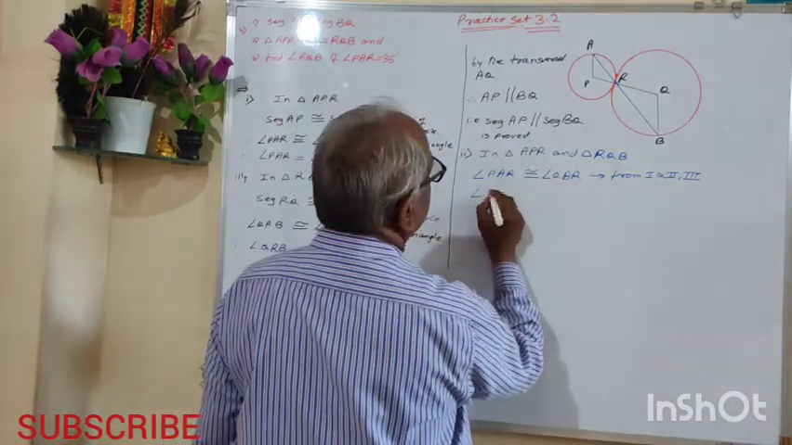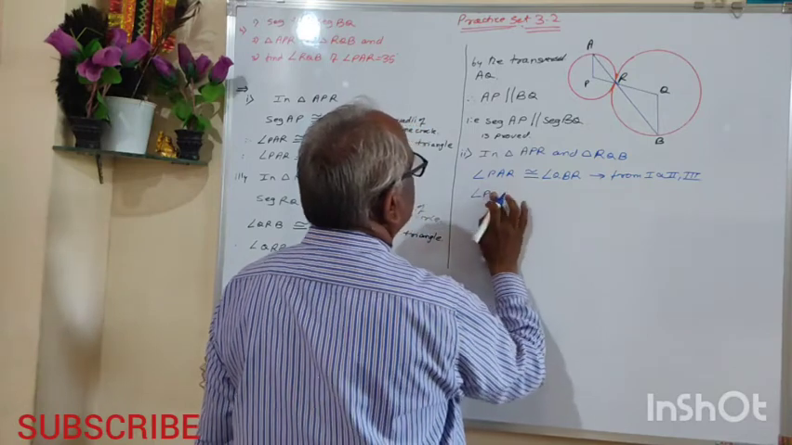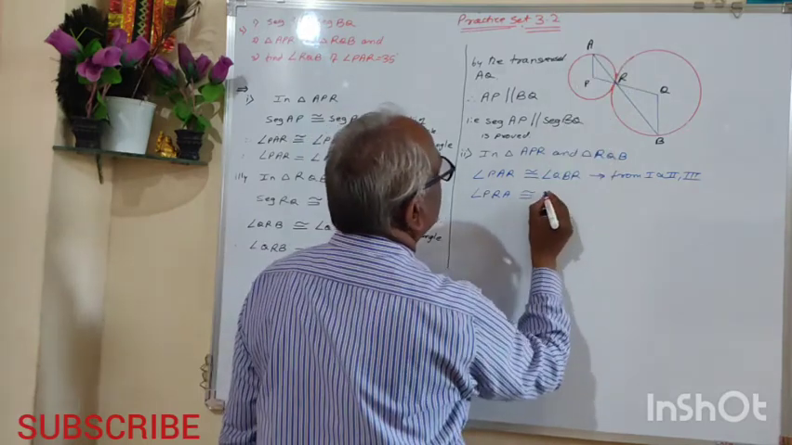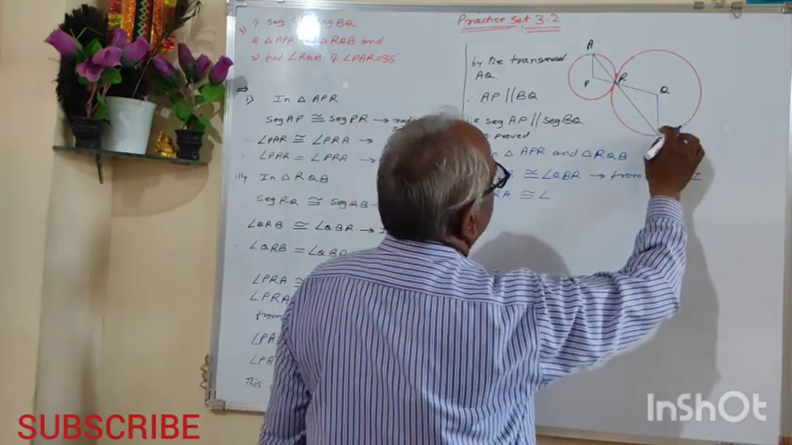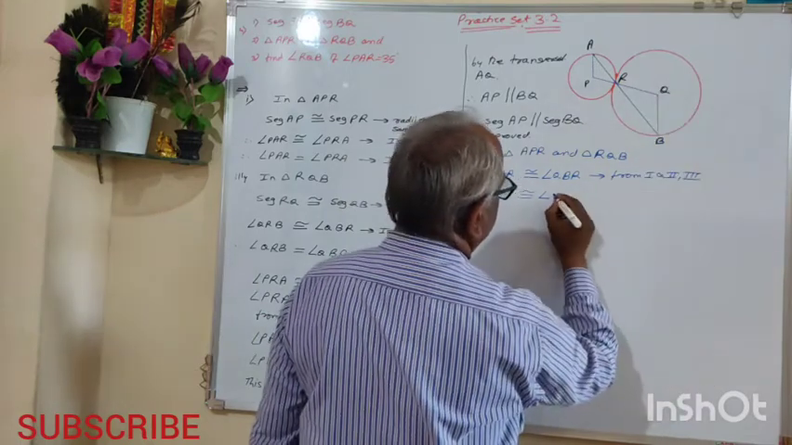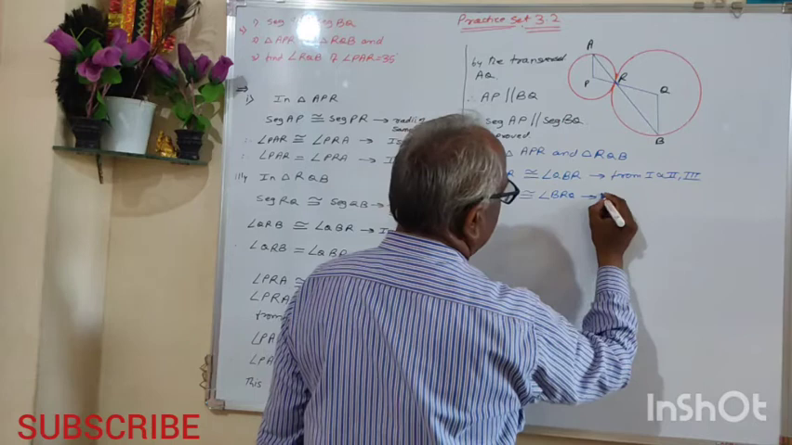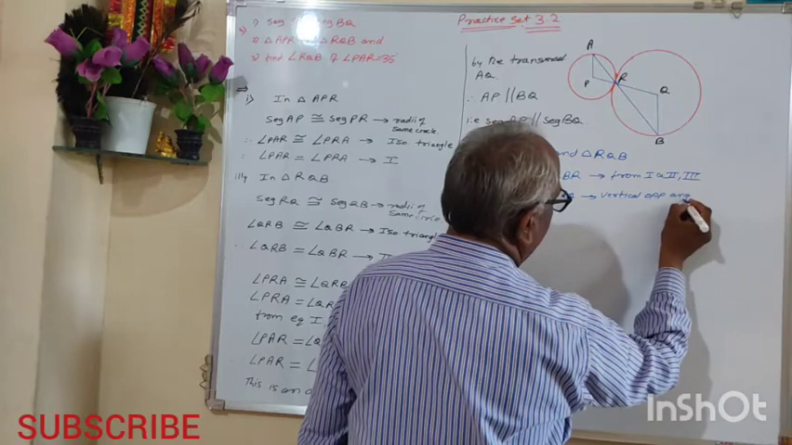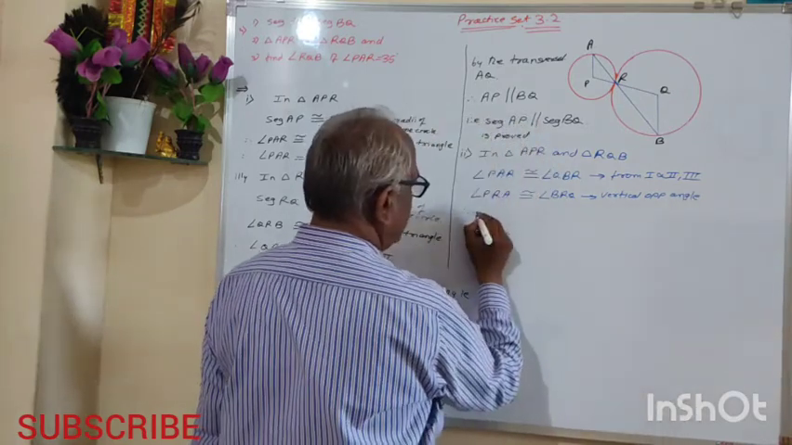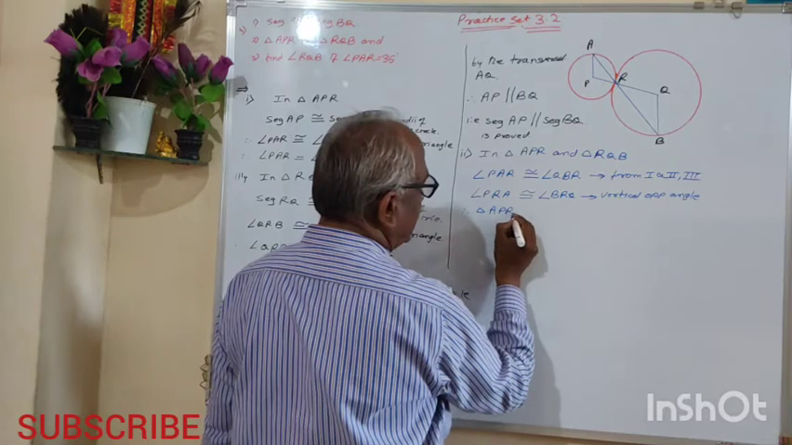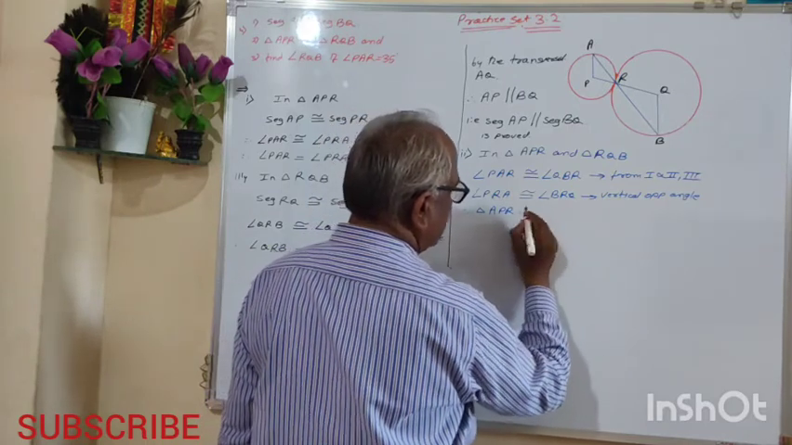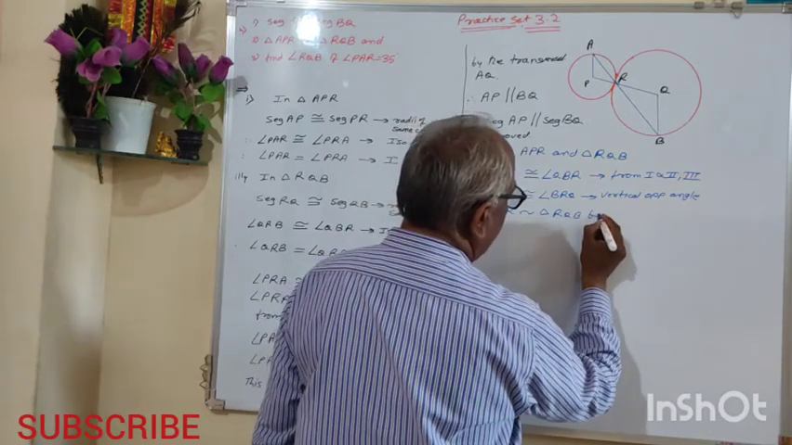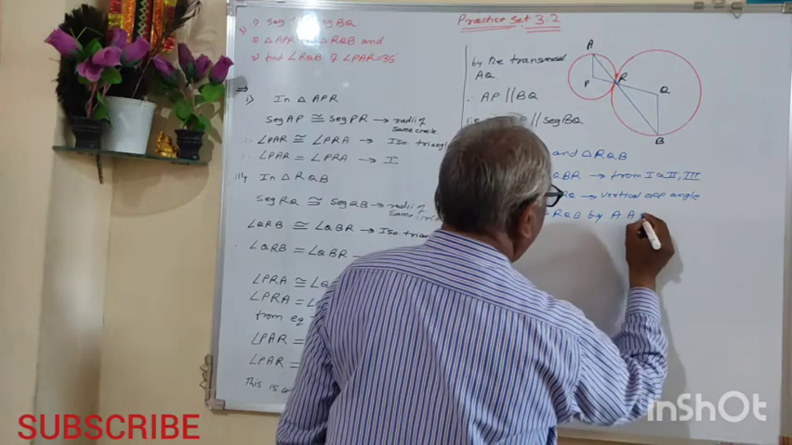And now angle PRA is congruent to angle BRQ, that is vertical opposite angle. Therefore, triangle APR is similar to the triangle RQB by AA test.